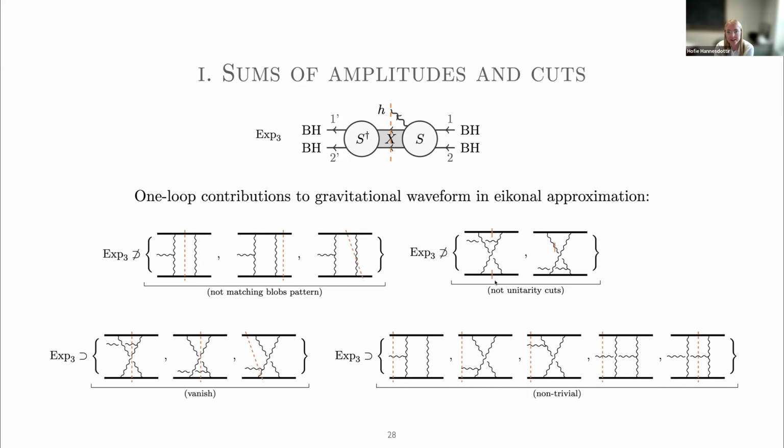So for example, we always have to emit the graviton before the orange cut. So all of these are not included, because it's not matching the blob's pattern. Same here, we always have to cut through the entire diagram. So these 2 here, where we cut just some of the lines but don't cut all the way through, would not be included because they're not unitarity cuts.